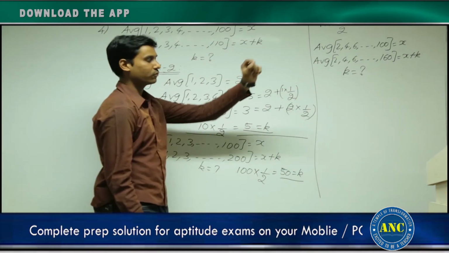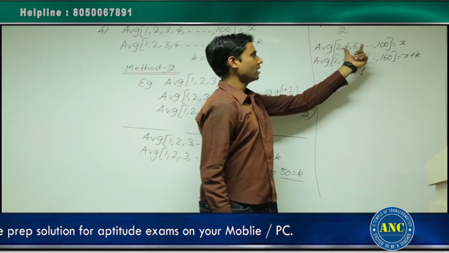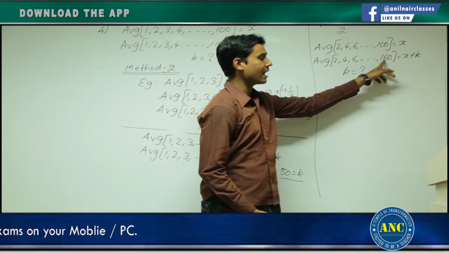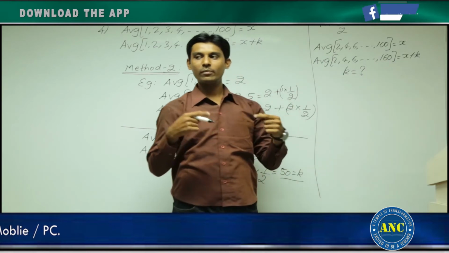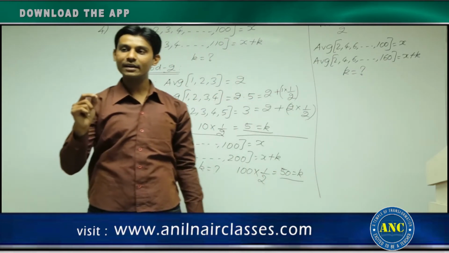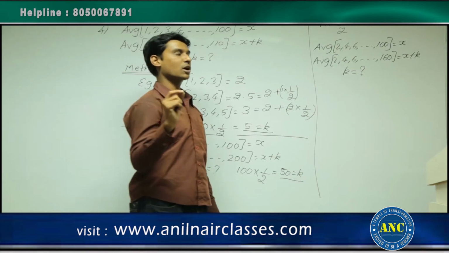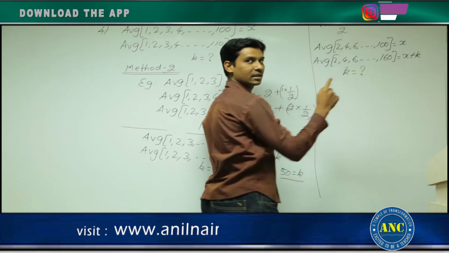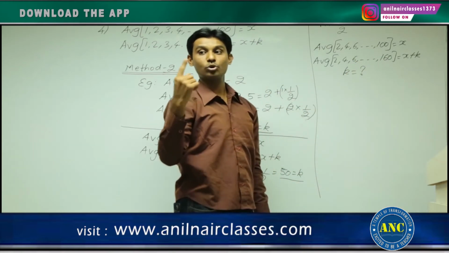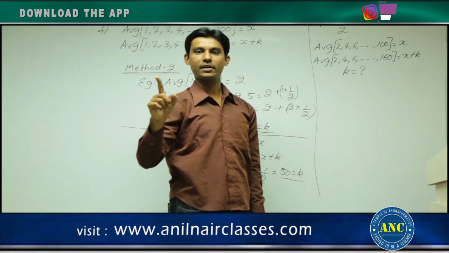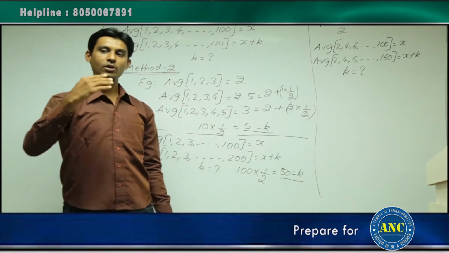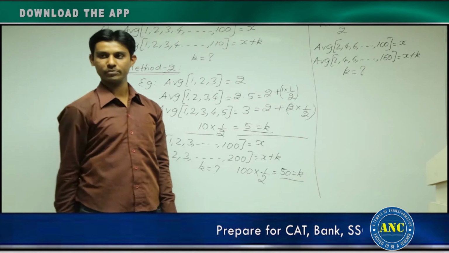Now if you observe carefully, the original terms start from 2 and end at 100. Now the second series is ending at 160. That means how many extra terms are added? 60? 60 terms are not added. If you observe carefully, 100 is the last term in the original series. The next term is 102. It is not 101. The next term is 102. After 102, it is 104. That means between every consecutive term there is a jump of 2.